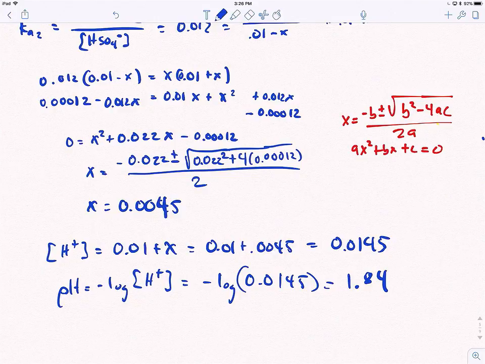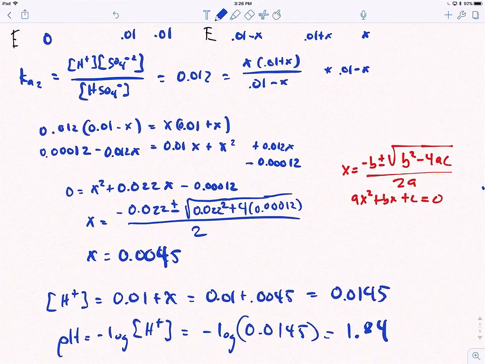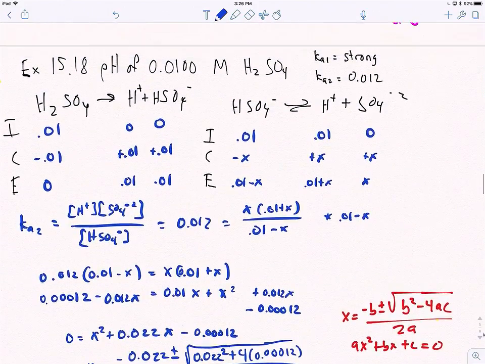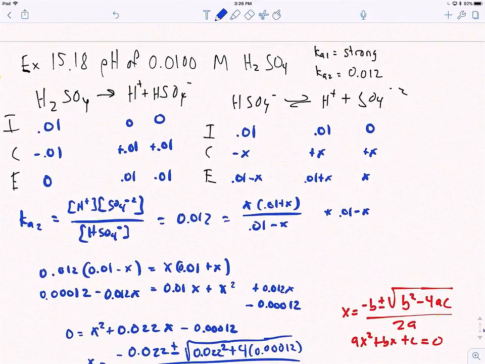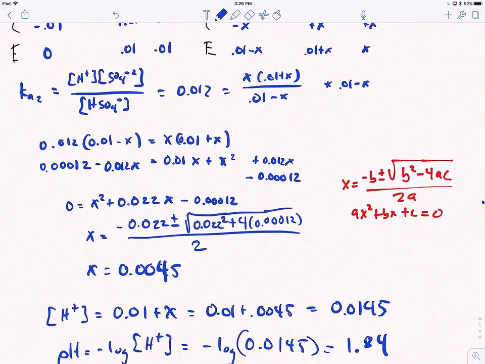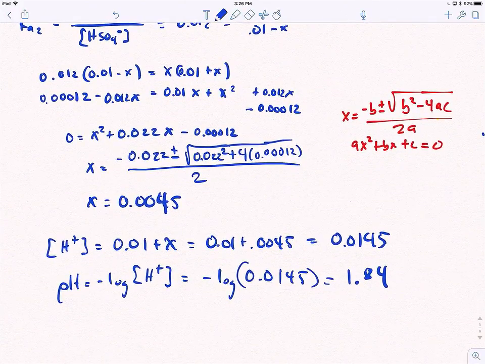Then for the hydrogen ion, back up to the chart, right here, the hydrogen ion equilibrium value is 0.01 plus x. So the equilibrium concentration is 0.0145 molar. And then the pH is minus log of the hydrogen ion concentration, which is 1.84. Do you follow that? Questions on how to do that?